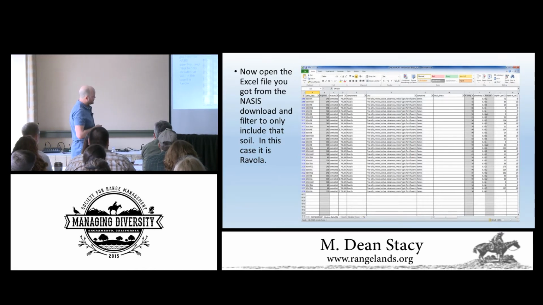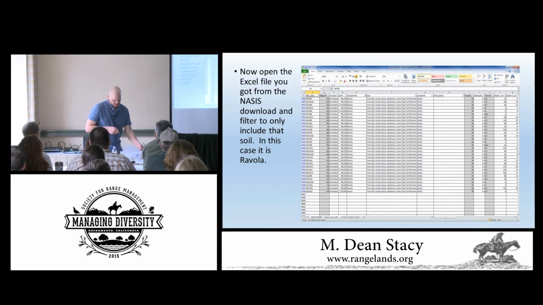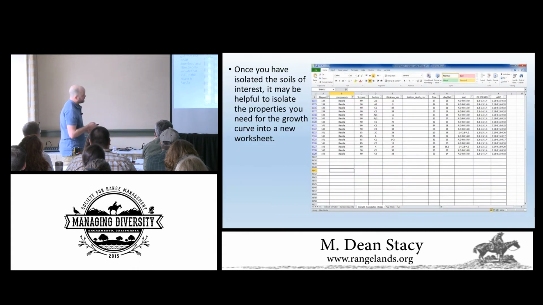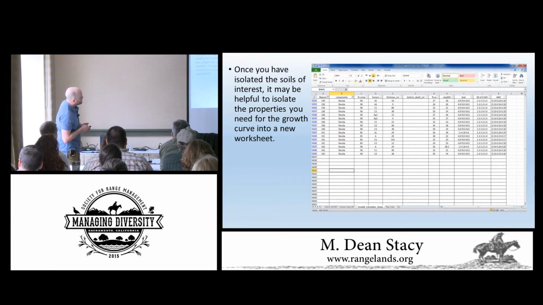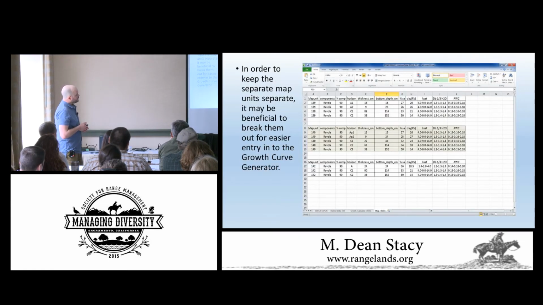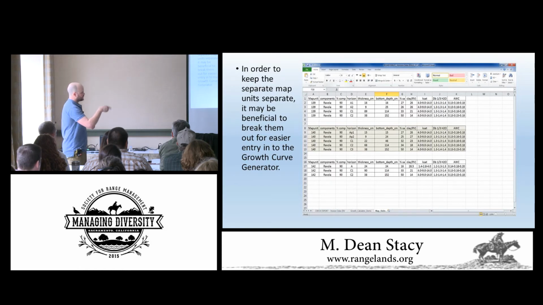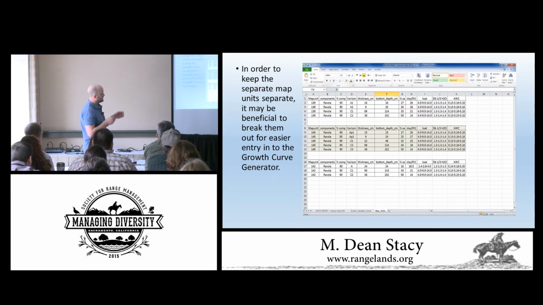I found it was helpful to open up a new worksheet and just copy and paste the data that you need for this growth curve generator, just to clean things up. I also found it was helpful that for the different map units, so they're all Rivola, but you have different map units within your soil survey, I opened up another worksheet just to isolate the different map units and analyze them. You need to run this growth curve generator on each different map unit just to get your range of variation.